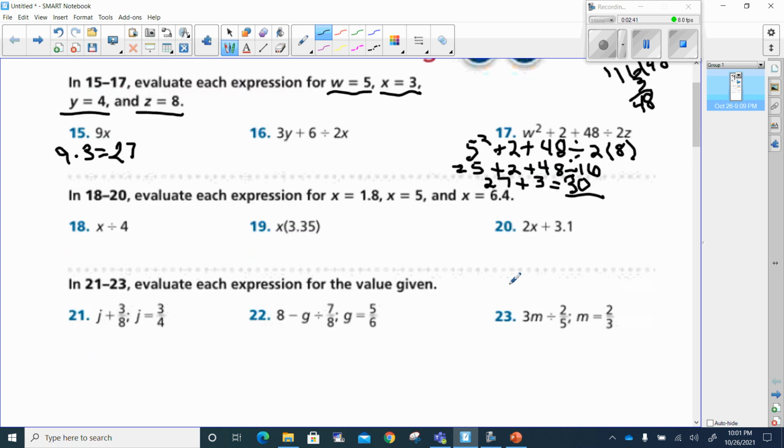All right. I'm on number 19 now. Let's see. Evaluate each expression for X equals 1.8, X equals 5, and X equals 6.4. Looks like they want us to go ahead and evaluate every one of these for all 3 of these. All right, I'm doing number 19. So that means I'm taking 3.35 and multiplying it to, first of all, 1.8.